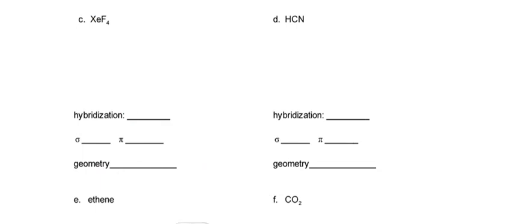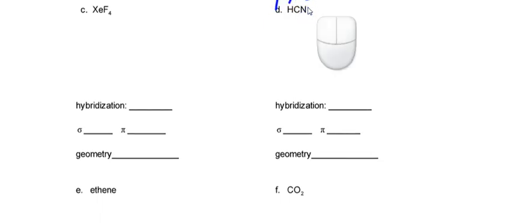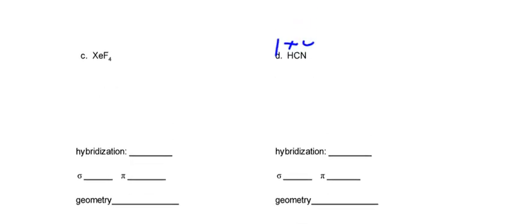Let's do this. HCN. Okay, I have 1 plus 4 plus 5. That's a total of 10 electrons.